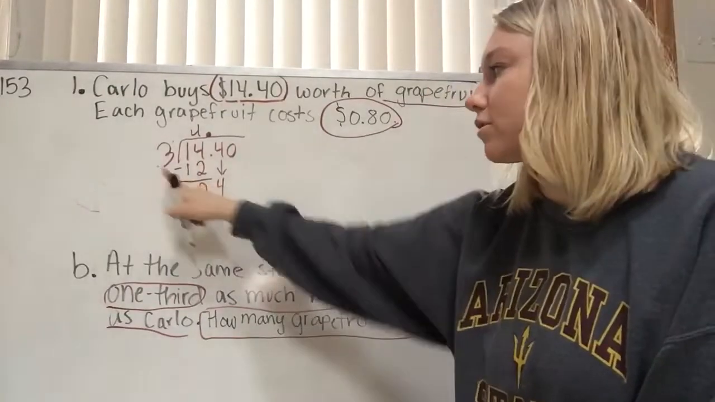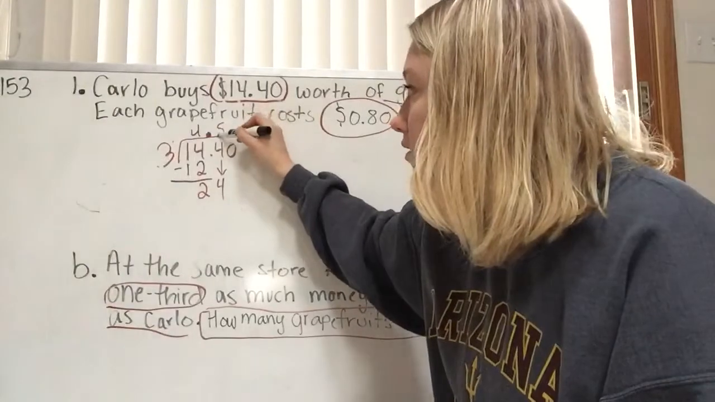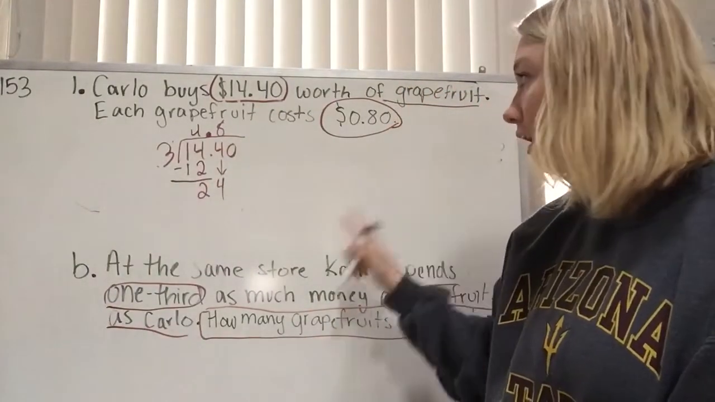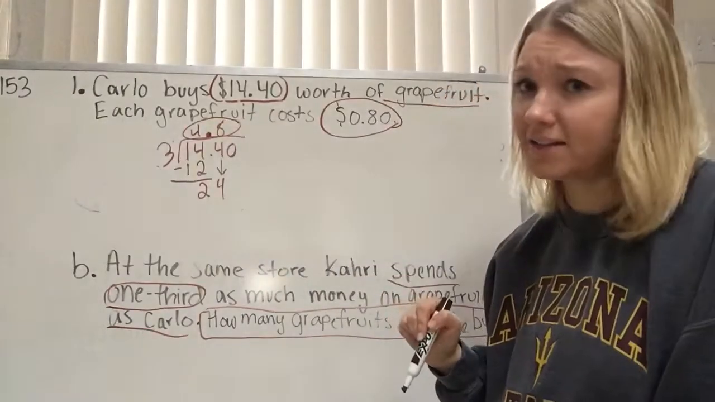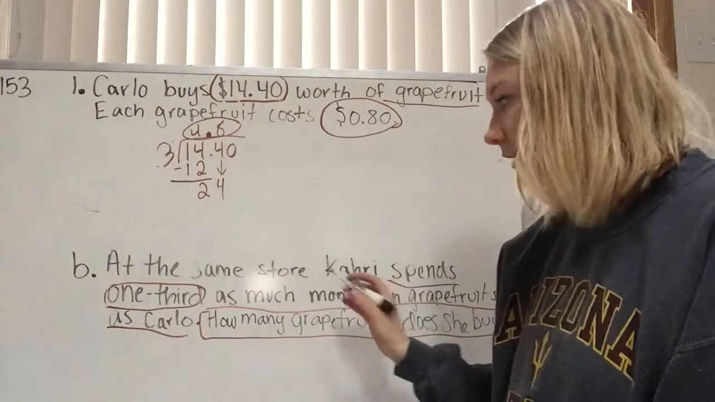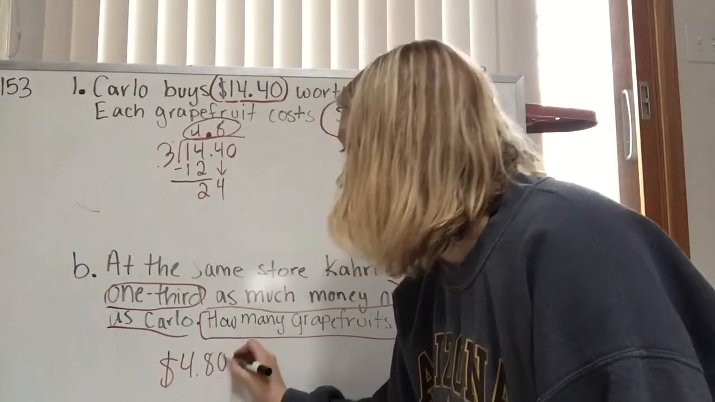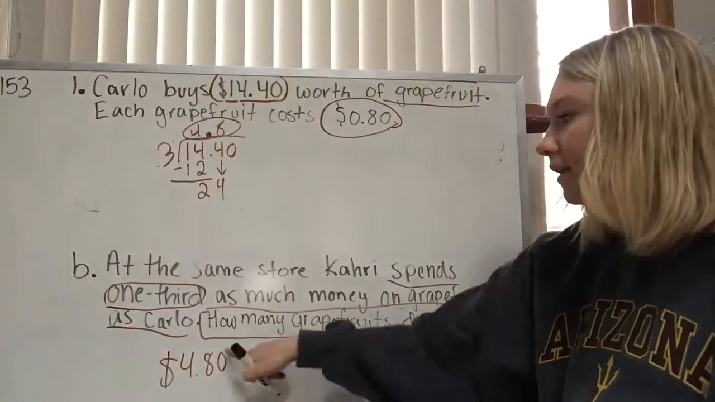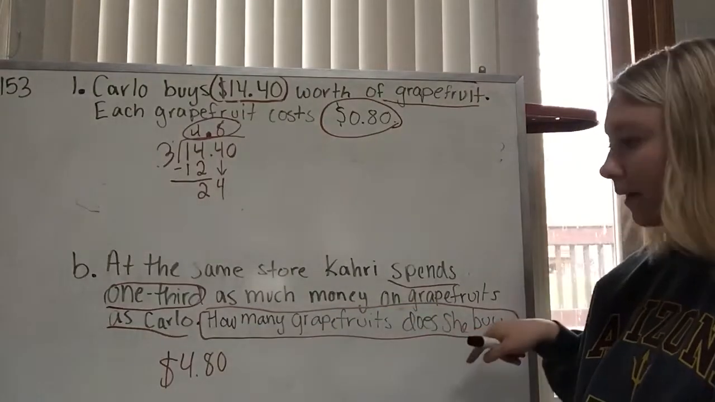How many times does 3 go into 24? 8 times, because 3 times 8 is 24. So Kari spends 4 8/10. No, Kari spends $4.80 on grapefruit. So that's our first part. But are they asking us that? Not necessarily.